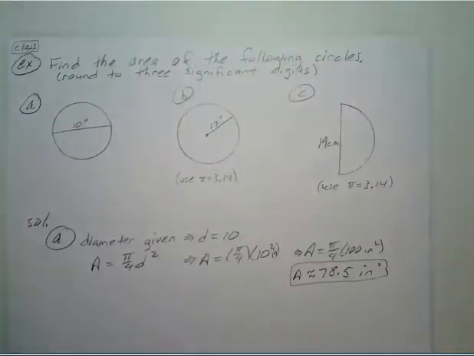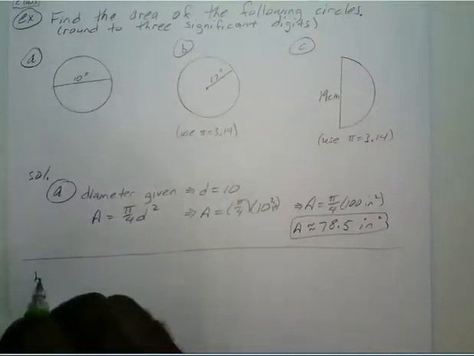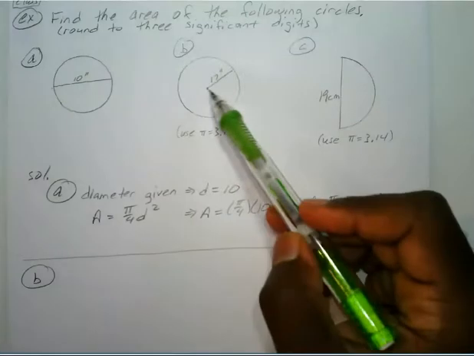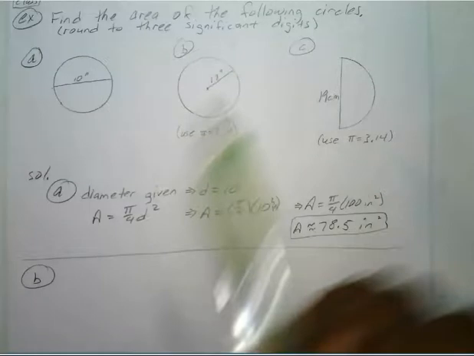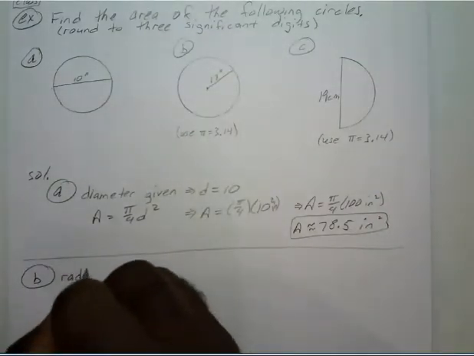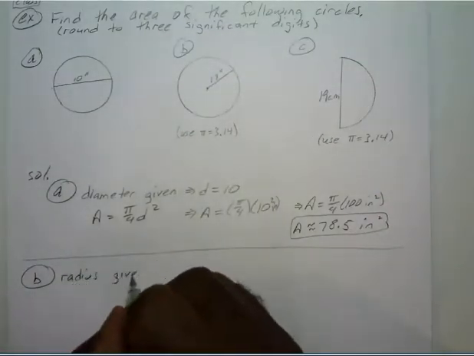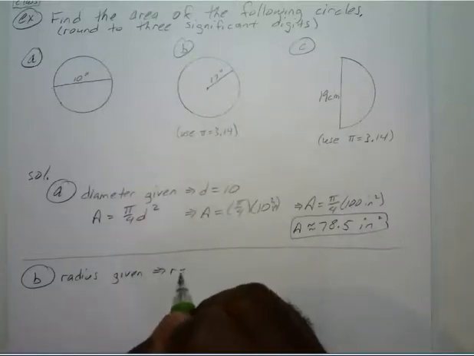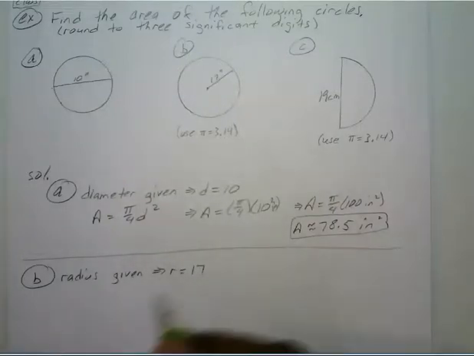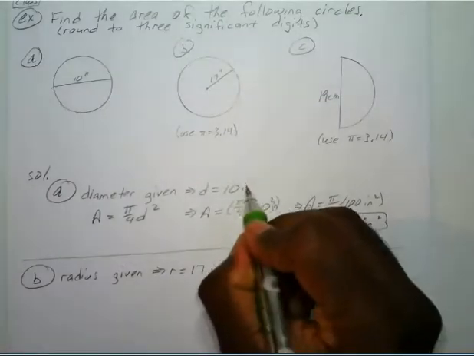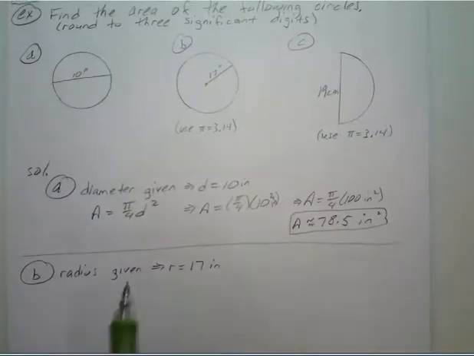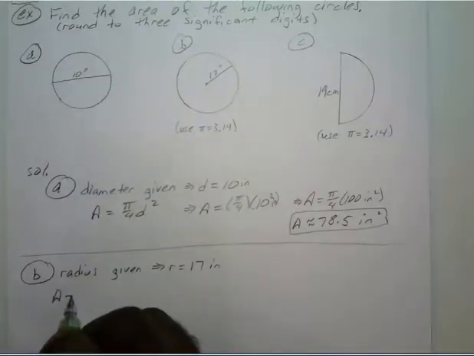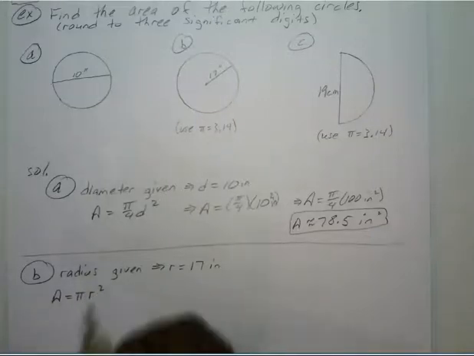All right, so let's go ahead and verify question B. Now notice it goes from the center to a point on the circle. So we know that this is our radius. So our radius is given, so we know that R is equal to 17 inches. I'll put inches there since I didn't put it there. Okay. Now, when we know the radius, we know that the area is going to equal pi times the radius squared.